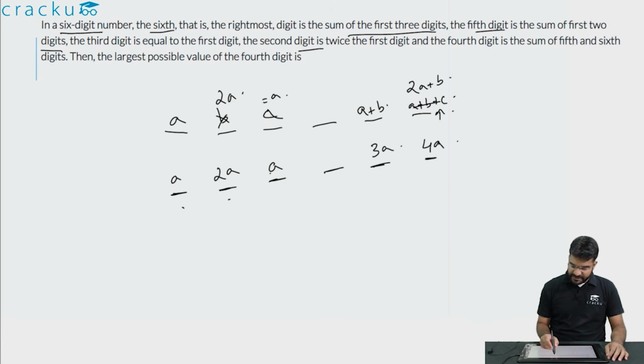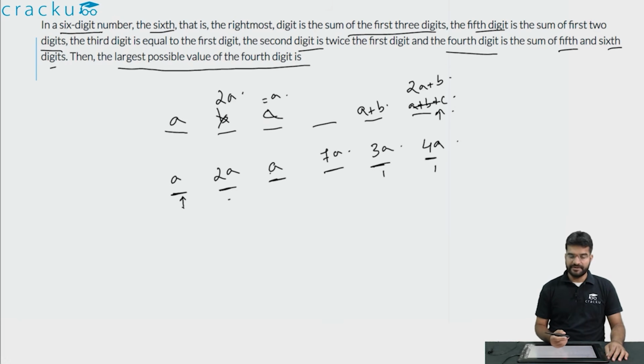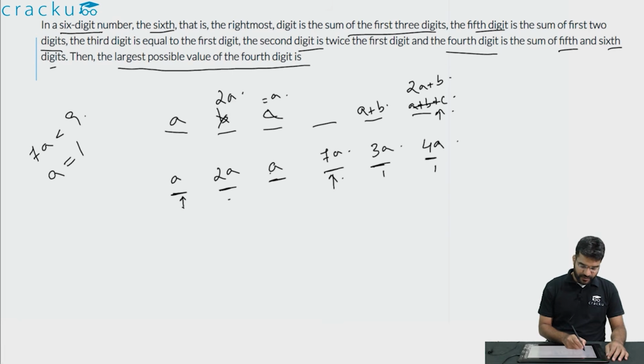And the 4th digit is the sum of the 5th and 6th digits. So the fourth digit will be equal to 7a. It will be equal to 3a plus 4a. Then the largest possible value of the fourth digit is. So notice that when we assume that a is a natural number, the 6 blanks are all single digit numbers. They can't be greater than 9. So when you are told that 7a is also a single digit number, that is 7a is less than 9, it would imply that a is equal to 1.